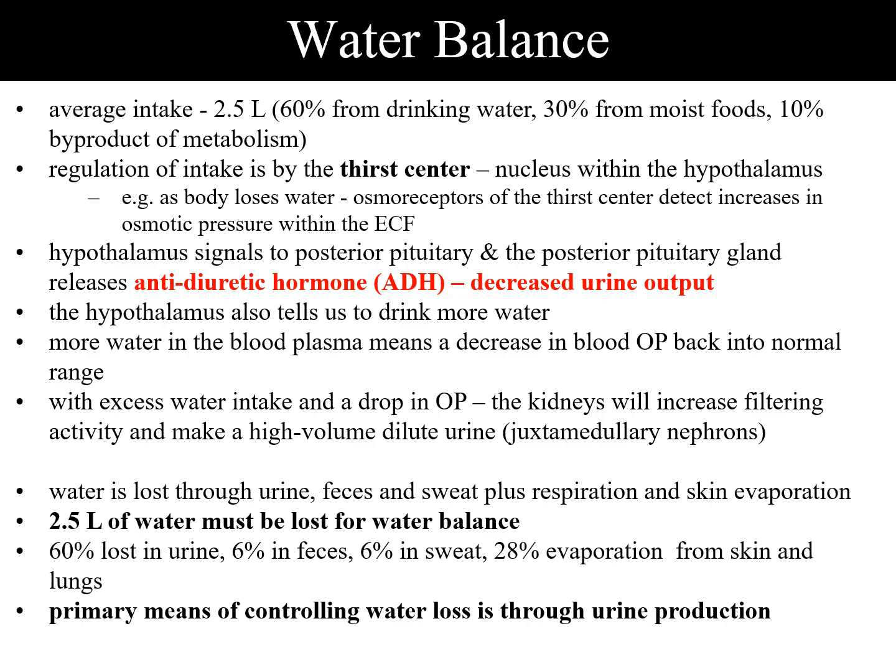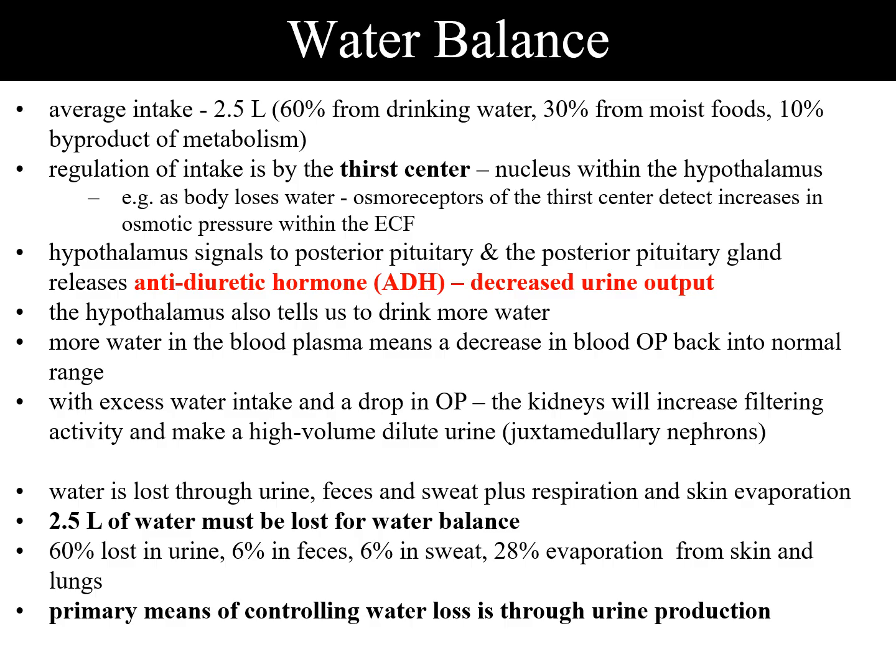The regulation of intake of fluids is done by a group of neurons, a nucleus located within the hypothalamus. It is the thirst center. Don't ask me what hypothalamic nucleus it is, I can't remember. But what it does is it senses the osmotic pressure of blood flowing through the hypothalamus. And as our body loses water, as we become dehydrated, the osmotic pressure of our blood plasma goes up. And the osmoreceptors in this thirst center nucleus will detect the sudden increase in osmotic pressure within our blood plasma. And it will signal to us to drink.